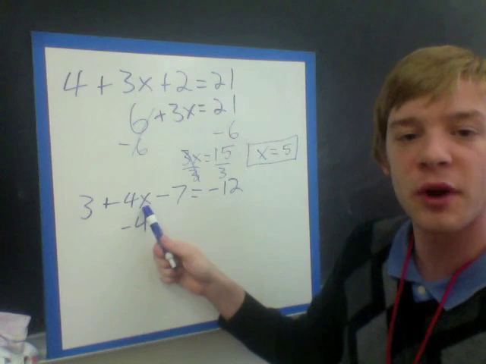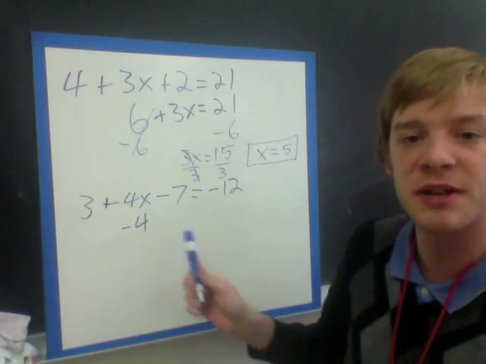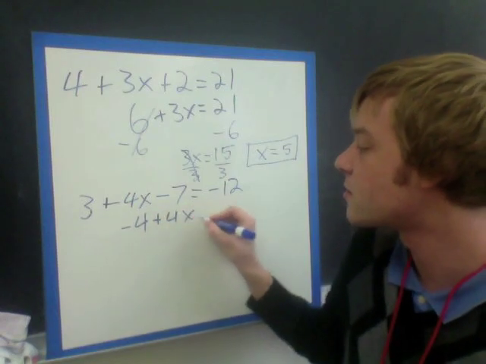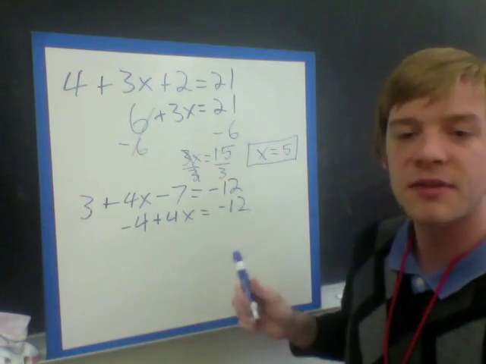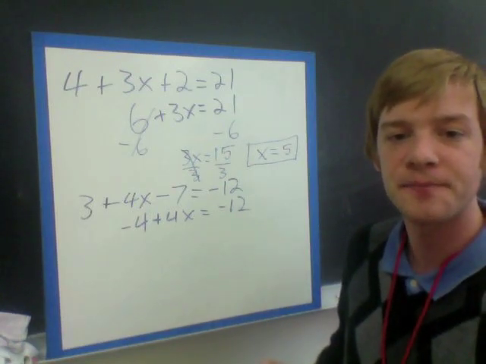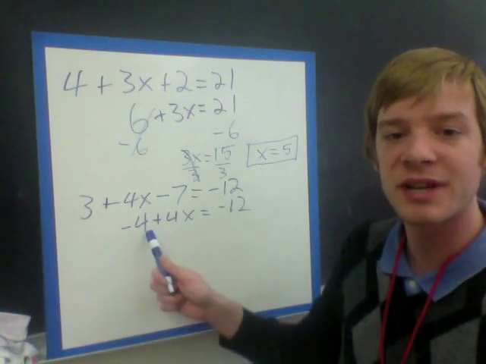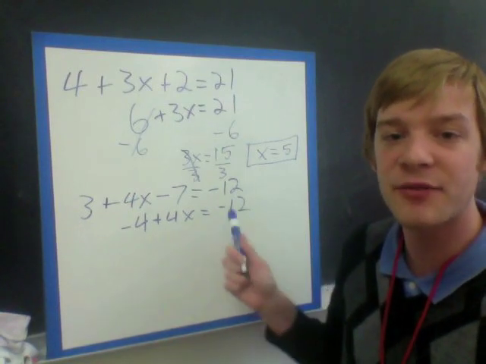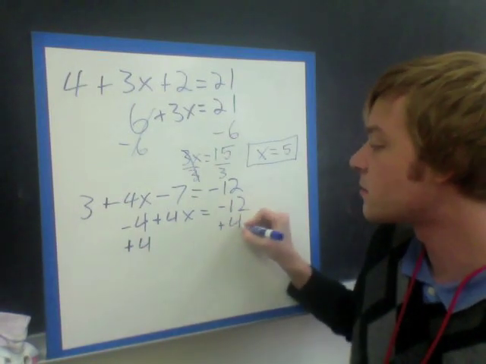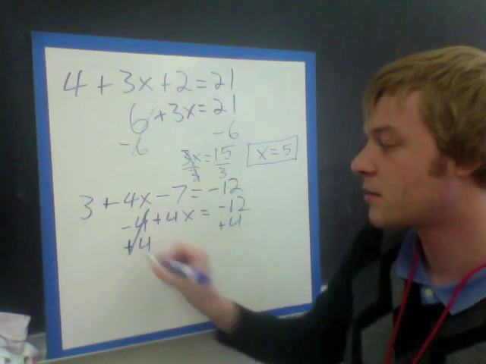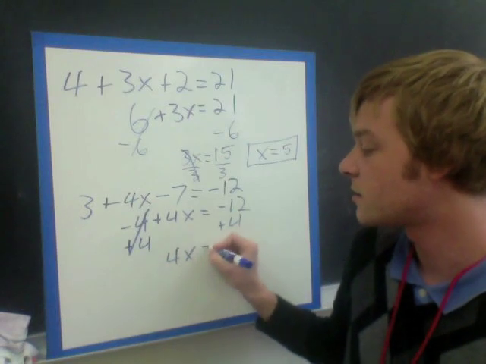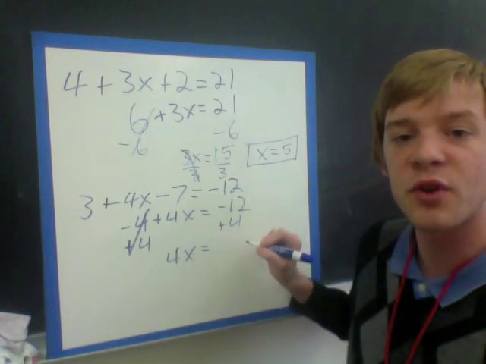Now I still have this 4x here, and this is positive because there's a plus sign in front of it, so I'm going to have plus 4x. And then I just bring down my negative 12 and my equal sign because those don't change quite yet. Now to keep solving, I want to cancel out this negative 4 right here, so I'm going to add 4 to both sides. Those will cancel out, and I'll be left with 4x equals negative 12 plus 4.